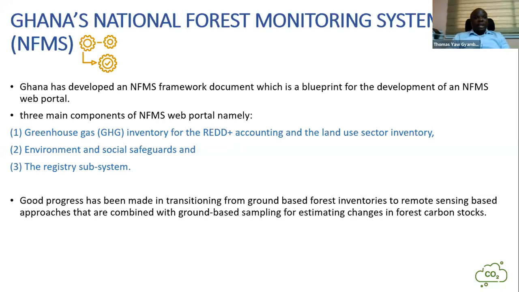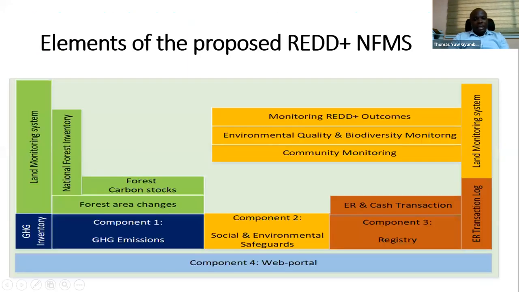So far, we've made lots of progress. We have developed 12 standard operating manuals that give guidance as to how the data is collected or reported. The next slide gives a pictorial view of what Ghana is looking at in all of this. As I indicated, component one of the National Forest Monitoring System is looking at the greenhouse gas emissions. Component two looks at the social and environmental safeguards, and we have the registry system. Component one is mainly made of the national forest inventory systems that we have in country, the forest areas, the land use changes, and the forest carbon stocks.